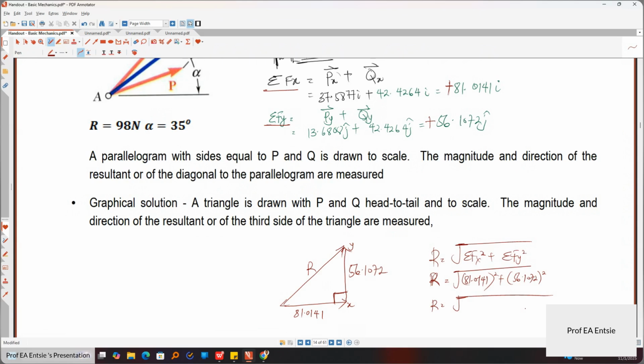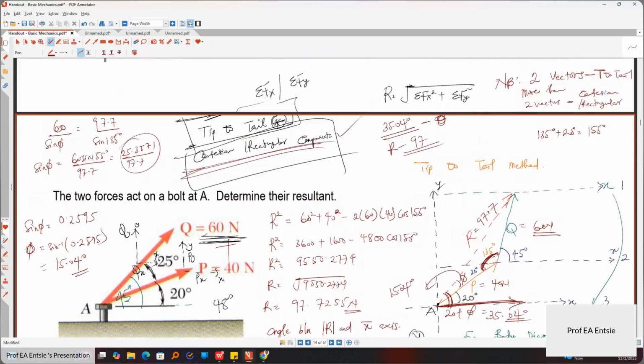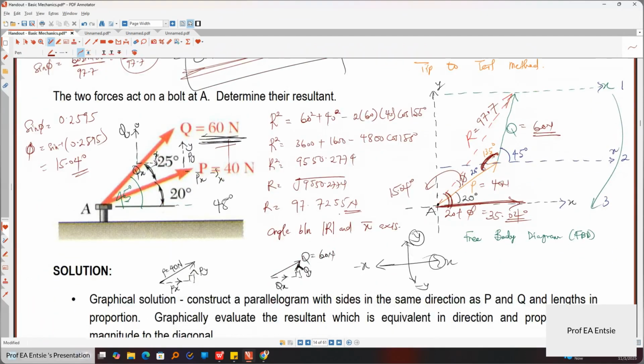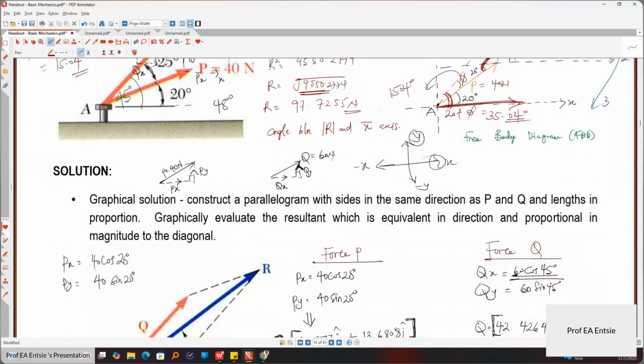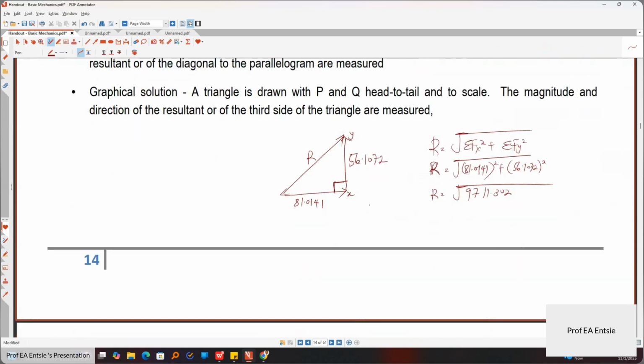So 81.0141 squared plus 56.1072 squared. You get 9711.302. Check this with the answer we had here. 9711.302. Check it with this. You see they are common. 9 something, right? Yes, 97. Then our place was 95.